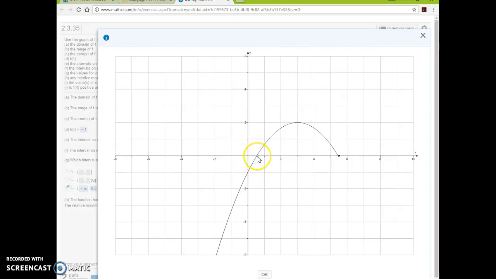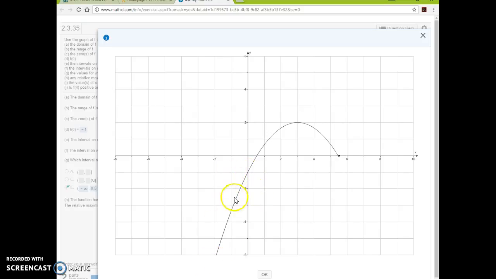Zeros are x-intercepts. It's going to be here and here, so at 5.5 and whatever that is, probably 1.5, something like that. For f of 0, they're telling us what the x is. We need to find the y. So right there, x is 0. We go down, and it comes out to be negative 1.